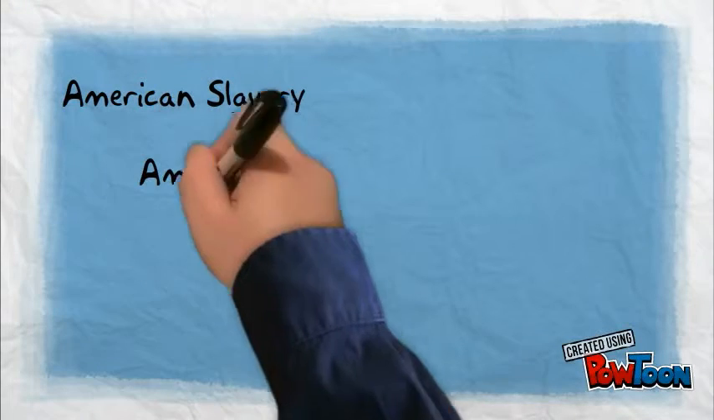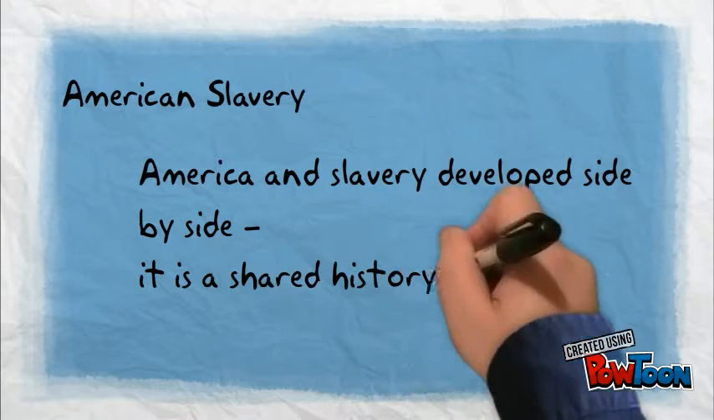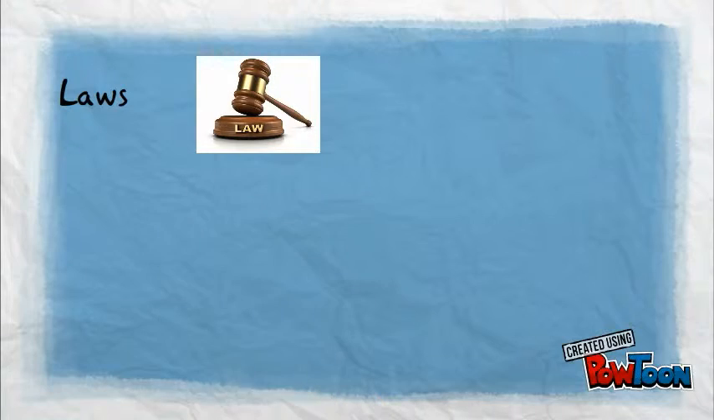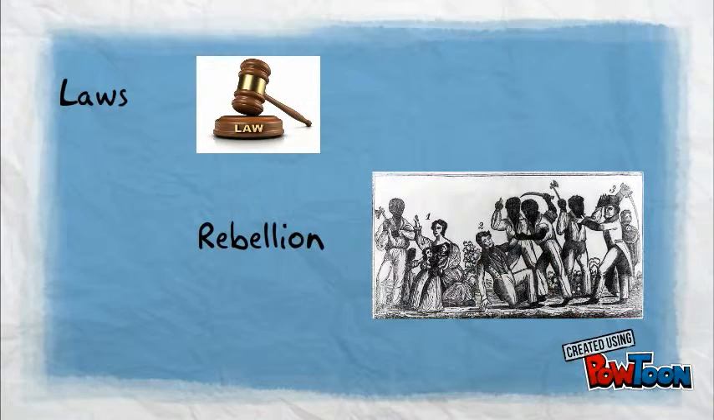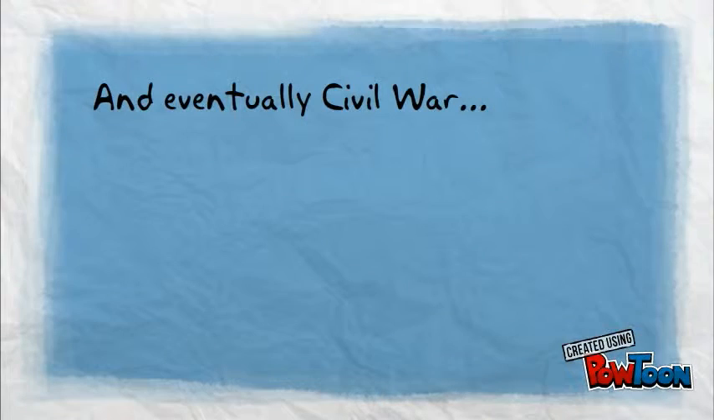American slavery. America and slavery developed side by side. It is a shared history defined by laws, rebellion, and eventually civil war.